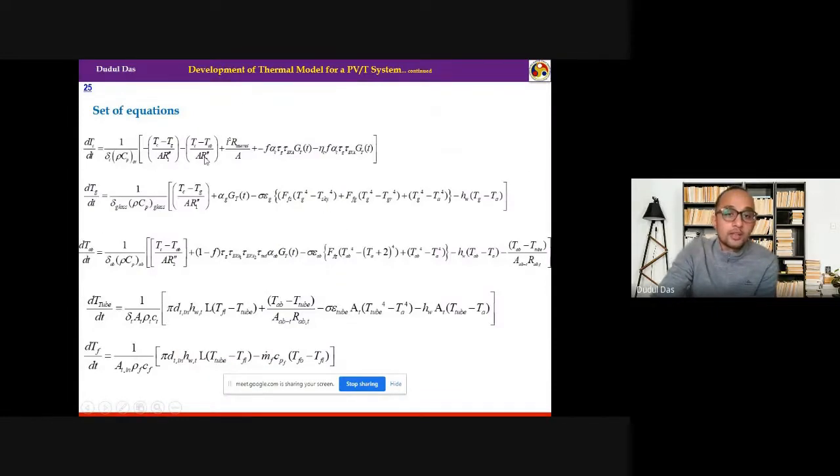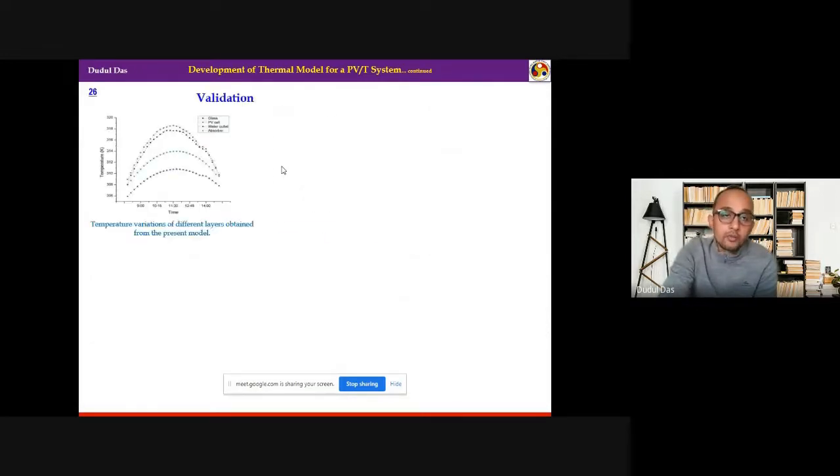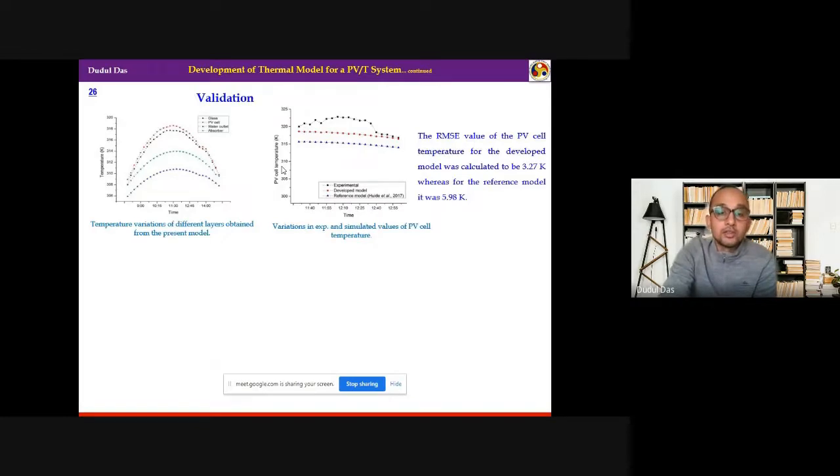So we compared these equations with one of the well-developed models that was published in Energy Conversion and Management journal, and another article which also talks about thermal model of a PVT, but there they have not considered the contact resistance. We considered that as our reference model, and we try to validate these two models using MATLAB and experimental data.